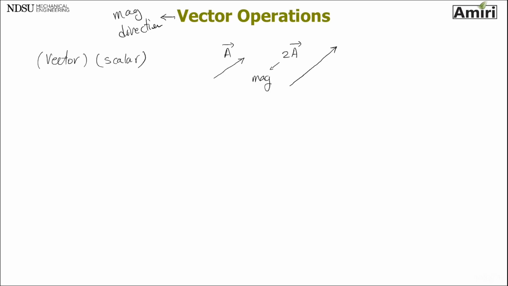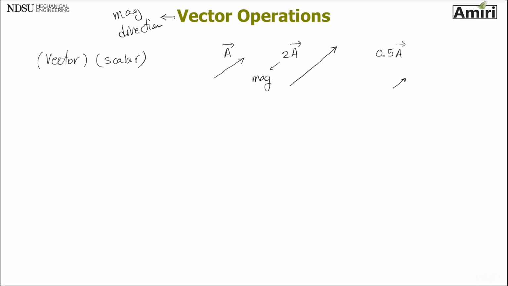Let's see, what happens if I want to draw half vector A? Again, that's a scalar, it only affects the magnitude. I have to draw it about half the size of vector A to show the magnitude is cut in half. See, the direction is not changed.